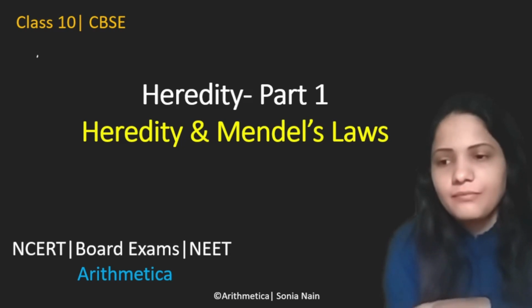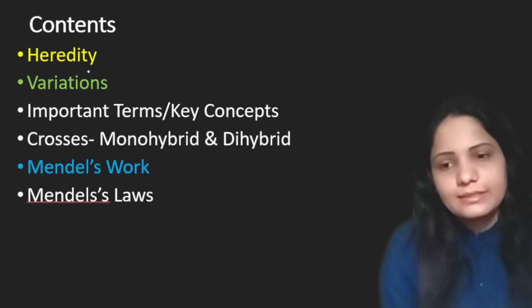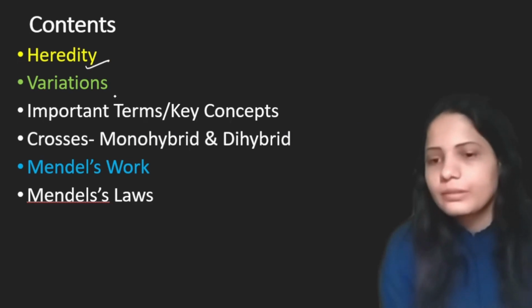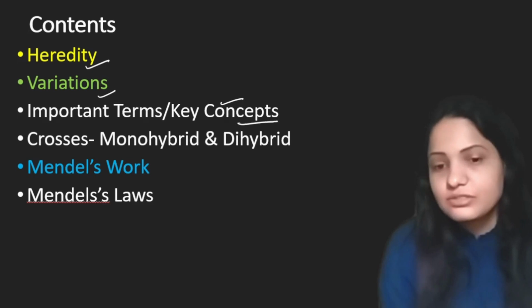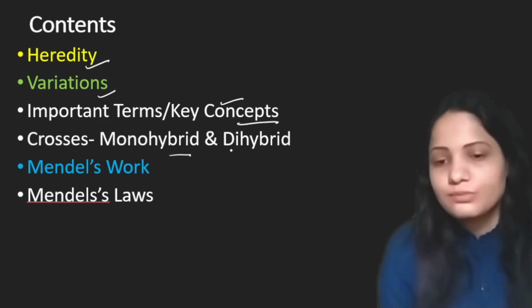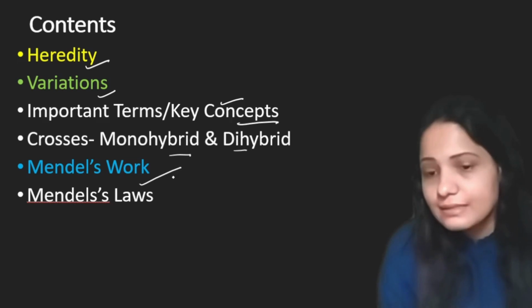First, here we have the content of the chapter. What we are going to cover today: heredity. We will see what is heredity, then variations, important terms, and key concepts to understand this chapter in a better way. Crosses, monohybrid cross and dihybrid cross, Mendel's work, and laws of inheritance.